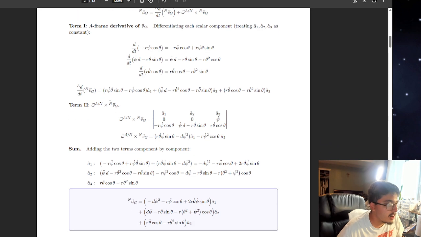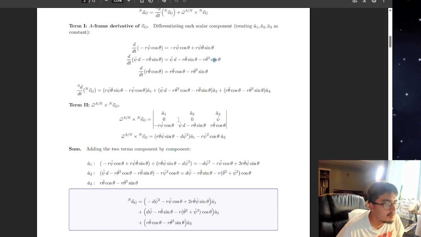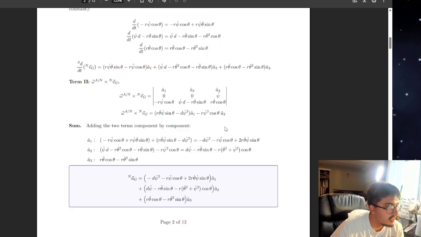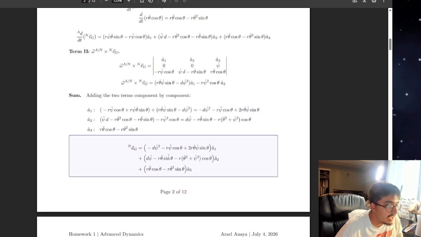Then we have to do the cross product again. Something interesting here is that because we're in the A frame, I only use the cross product from A to N. So you'll notice there's no theta dot component, and that's because the velocity was already in the A frame, so that had already been accounted for. Then I do the cross product similar to before. Actually, it's a little nicer because there's no A3 component because of these two zeros here. Then I took all of this, added them up component by component, and this was the final acceleration that I came out to for the system.